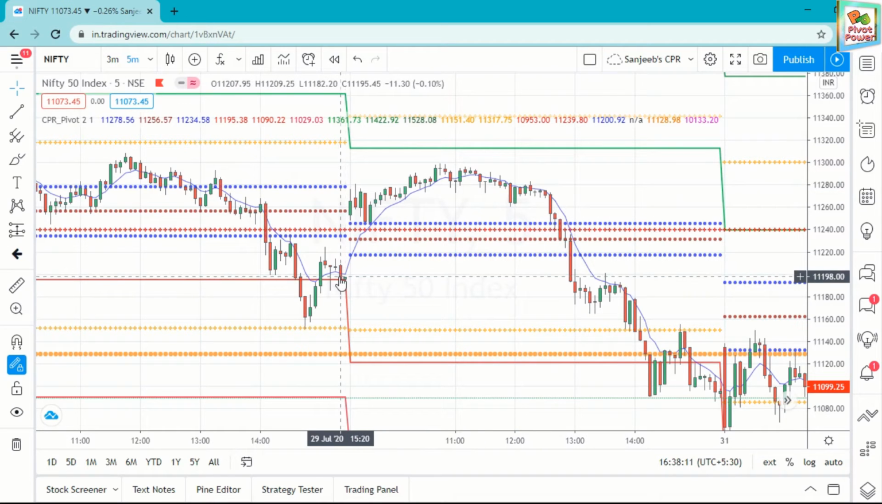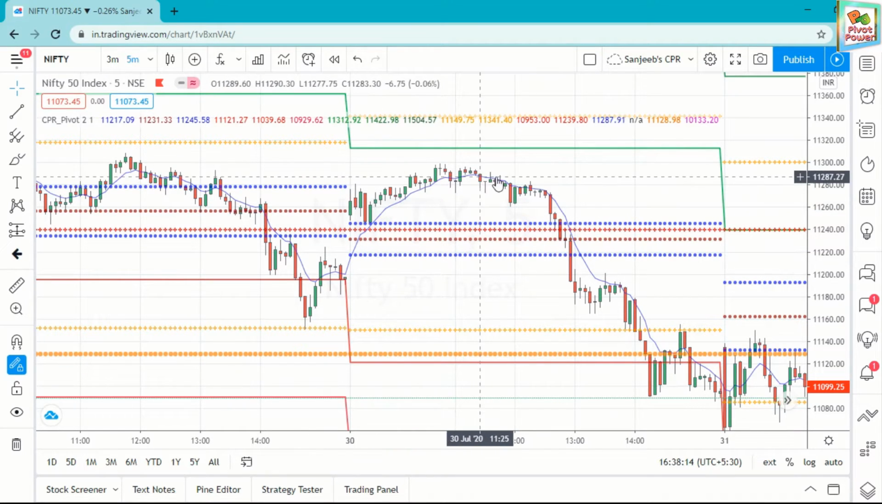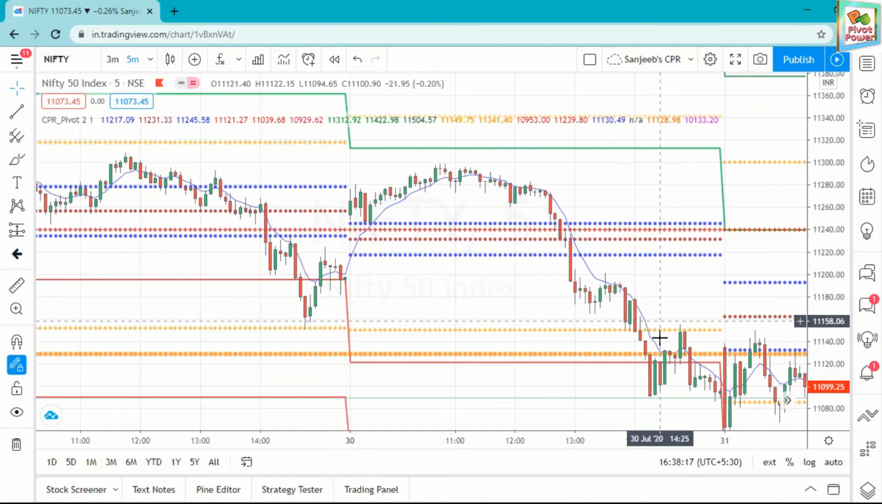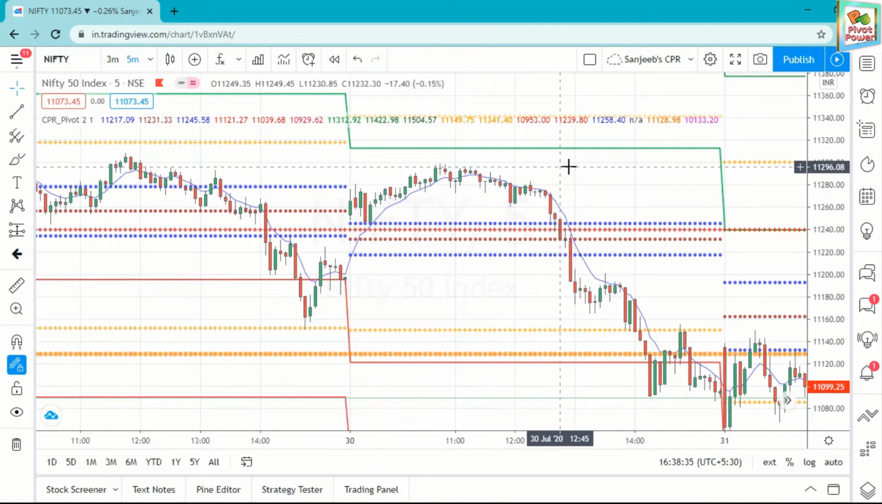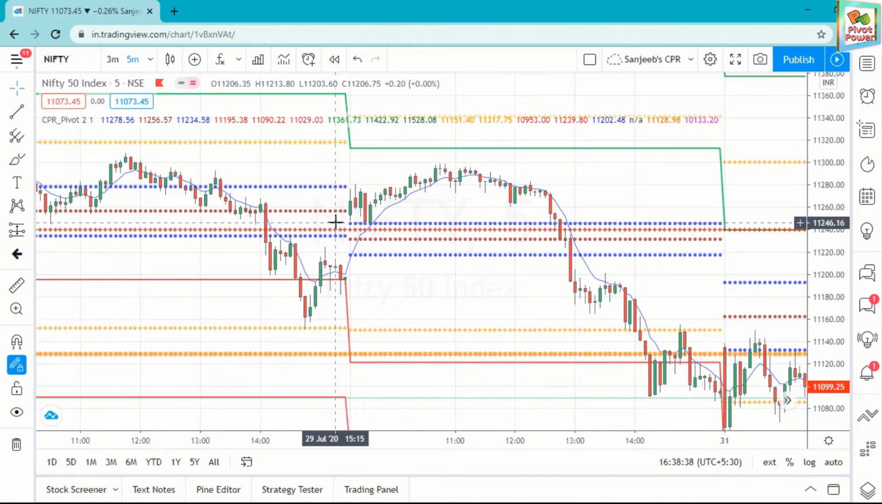See here, the blue line is the 8 EMA. I have given one example of how the 8 EMA is working for trailing the stop loss. Here the top price is here, the day low is here, and the breakout happens in this candle.